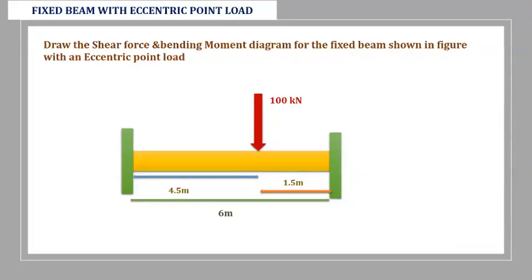Solved in the last class. So this is a fixed beam with eccentric loading of intensity 100 kilonewtons. Now we will solve, or we can draw the SFD and BMD by using the moment area method.